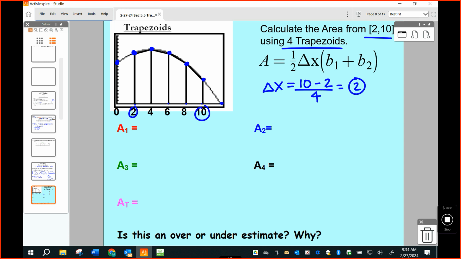So before I tell you the trapezoid rule formula, we are just going to calculate the areas of these 4 trapezoids and add them together and see if we can derive the formula.